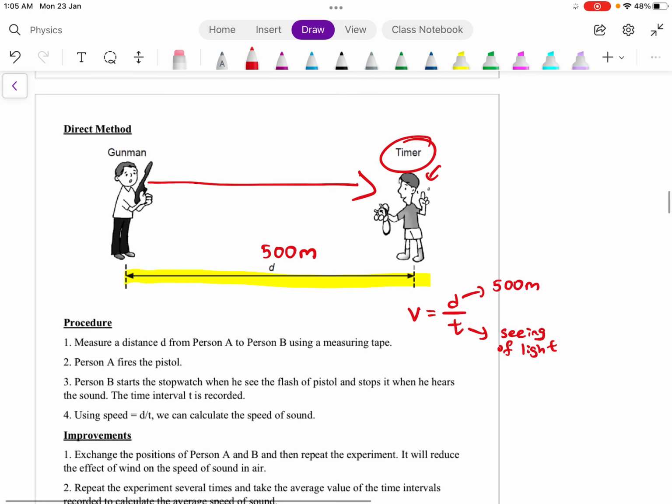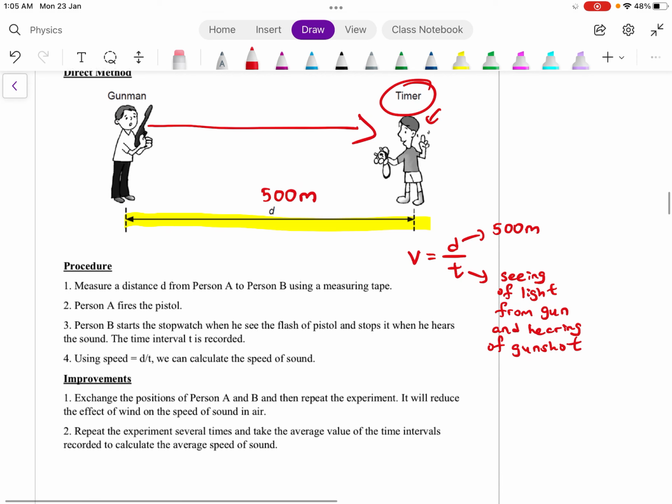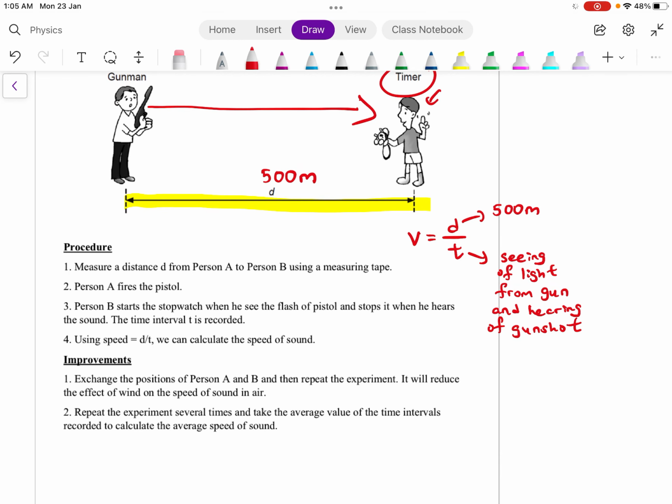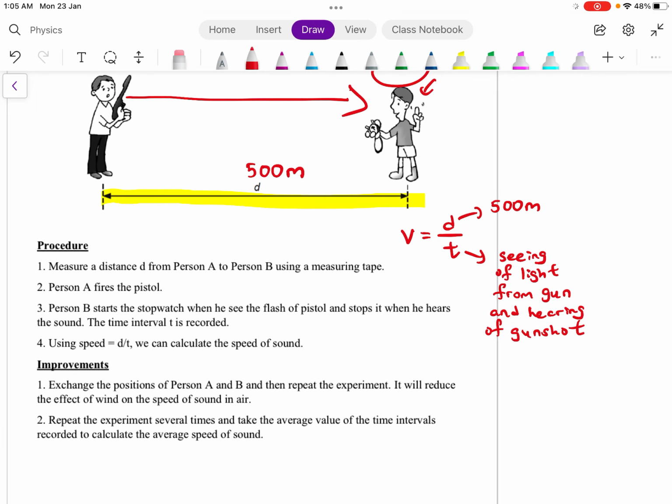Of course, for the direct method there is a bit of error. So what are some of the errors? For example, one error might be the wind effect. Wind might cause the speed of sound to deviate from the theoretical value. So how do we minimize that? We can exchange the positions of person A and B and then repeat the experiment. This will reduce the effect of wind. The second is to repeat the experiment several times and take the average value of the time intervals. So that is how we measure the speed of sound using the direct method.